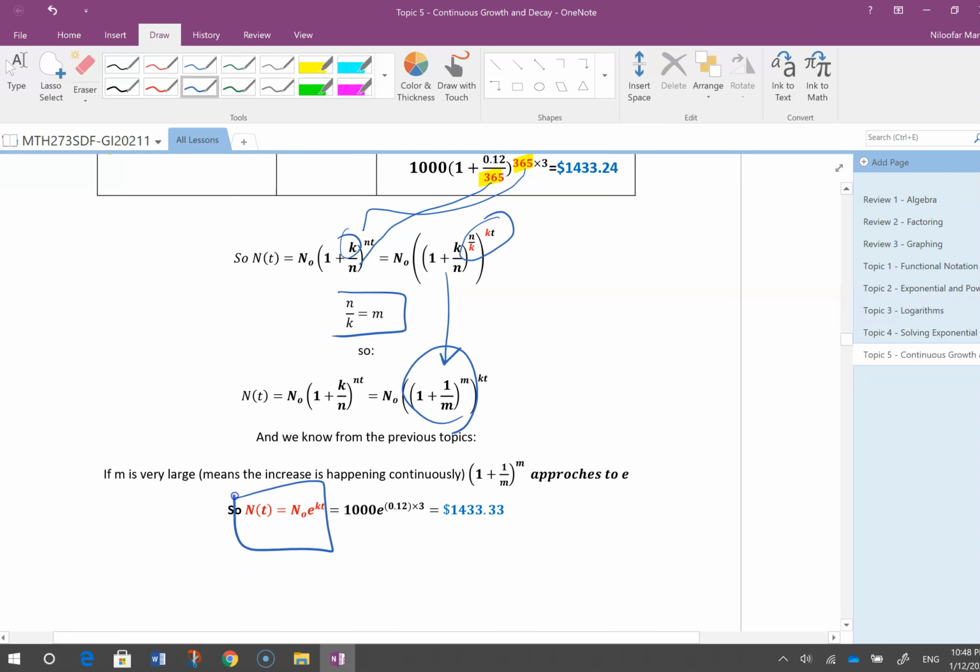So what do I mean by m approaches infinity? M approaches a large number. It means it happens all the time, continuously. So it's not once a year, it's not 365 times a year, it's all the time. When it is continuous and all the time, I use this formula. This is just a reason I want you to know. When you know the reason, based on my experience, you don't forget. But I'm not going to ask you what is the reason for the formula.